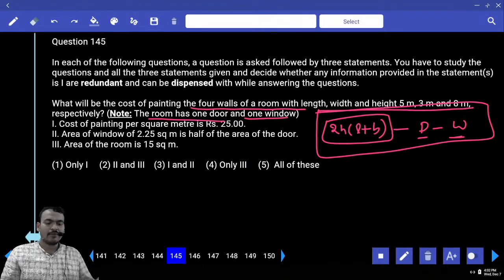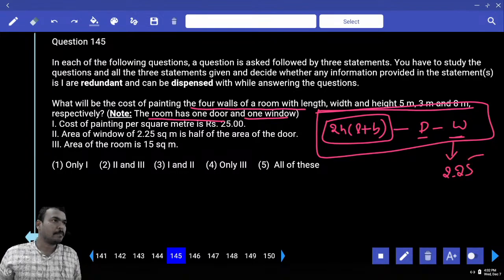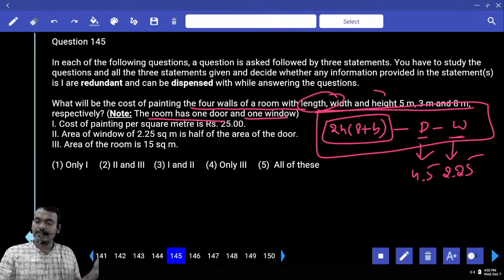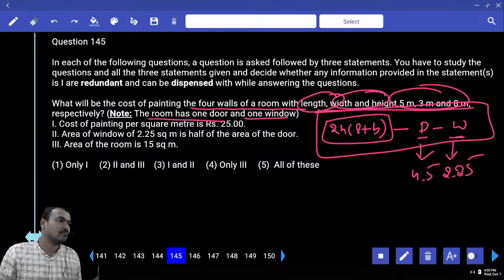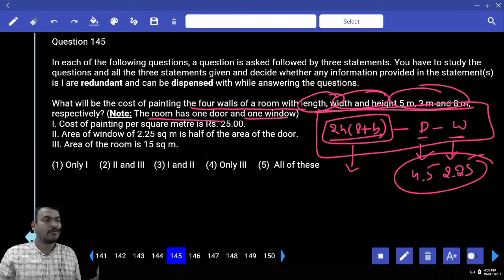What is the second one? Area of a window is how much? 2.25 square meters, which is half of the area of the door. Window area is 2.25, door area is 4.5. And we already know the length, width and height values. Then we get 2h into L plus B. From this we subtract these two values and get the remaining area. That remaining area is multiplied by the first statement, the cost price. By using first and second we get the answer.